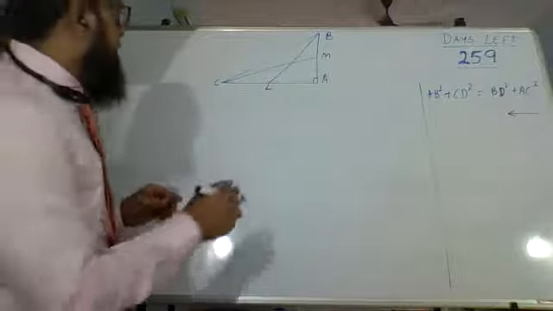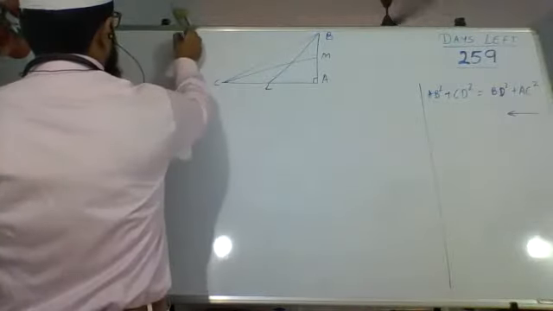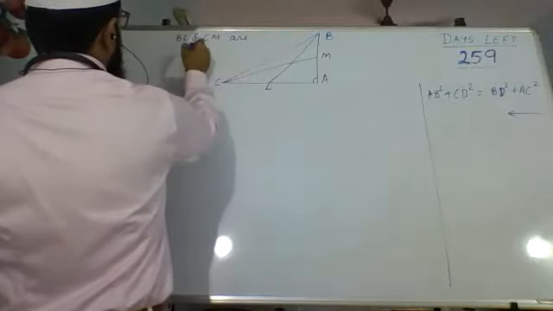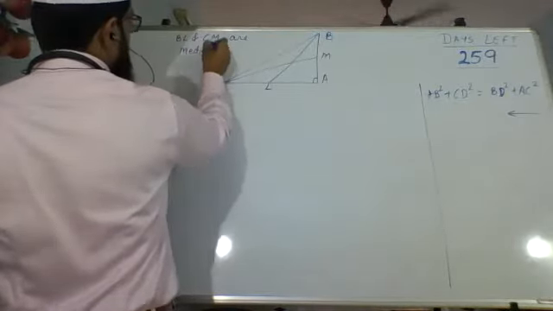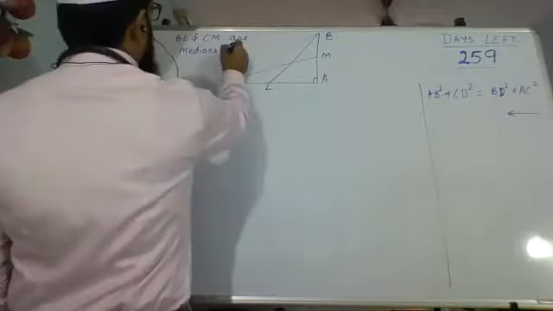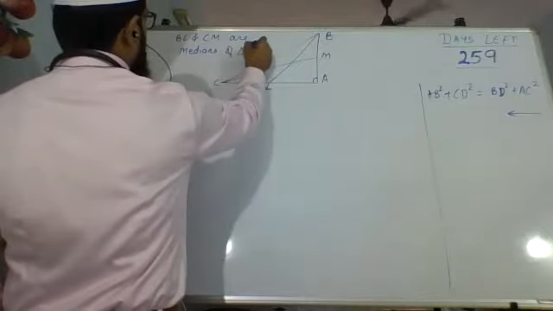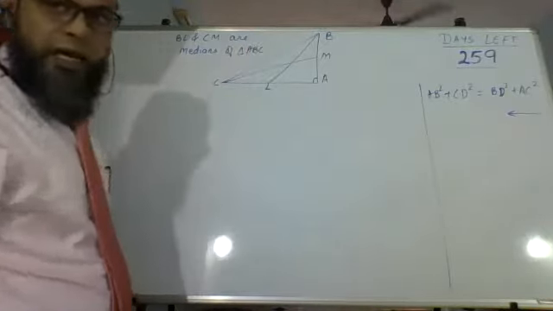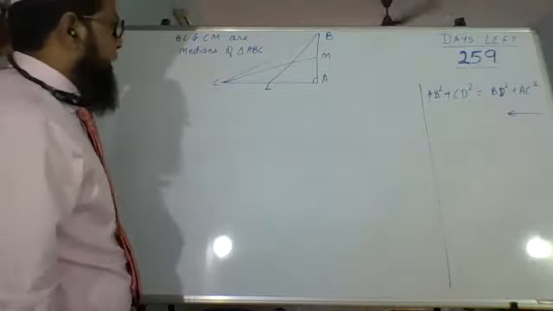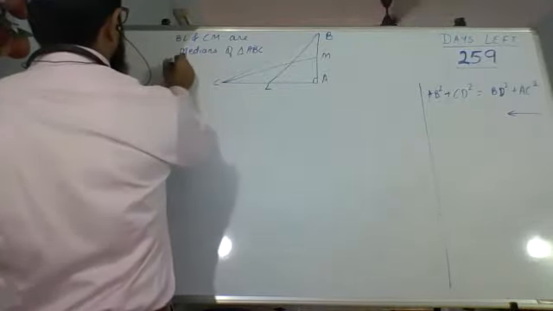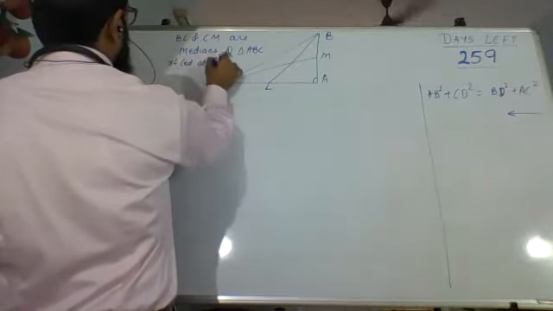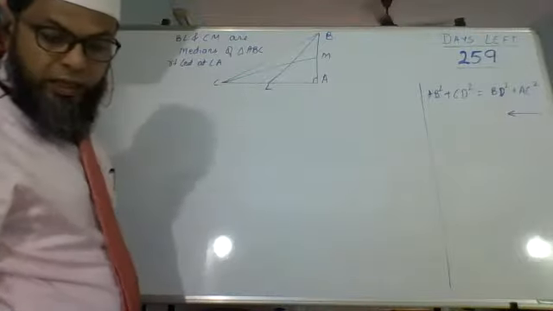BL and CM are medians of triangle ABC, right angled at A. That means angle A is 90 degrees.